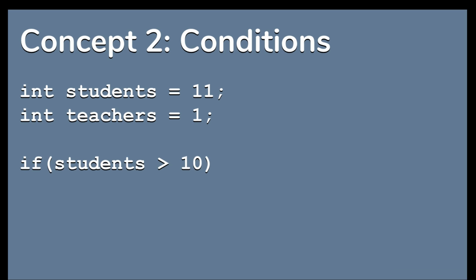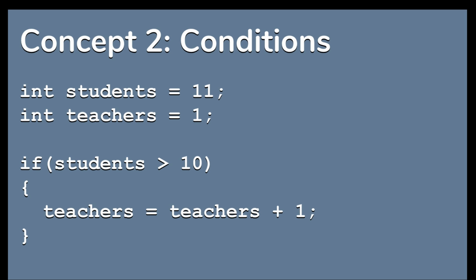If the students are more than 10, we'll look at the syntax later. But the idea is that we ask the question, what the question is, within the parentheses: the students is greater than 10. If that is true, we can put curly braces in. And everything within the curly braces will be executed only if the condition is true.